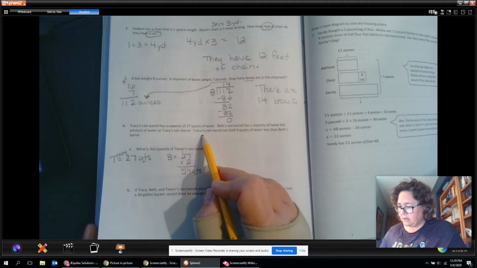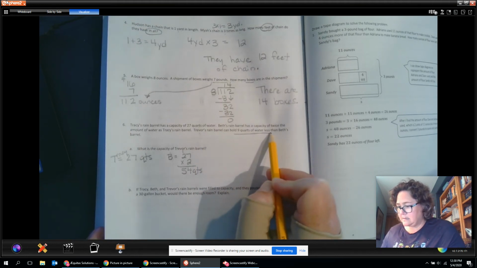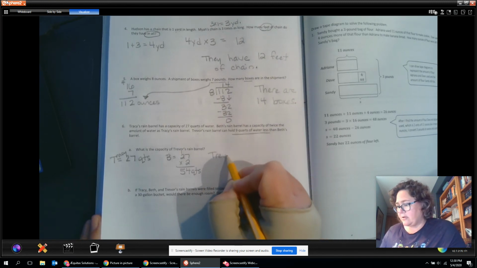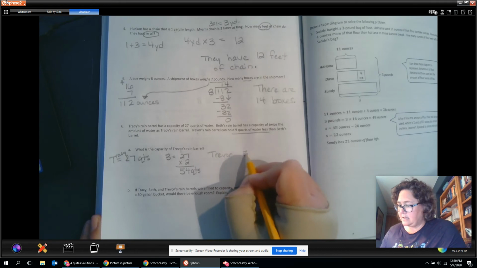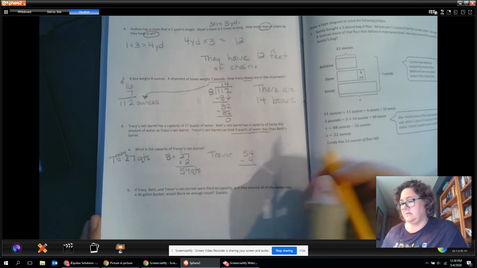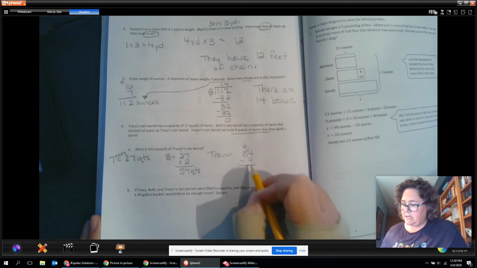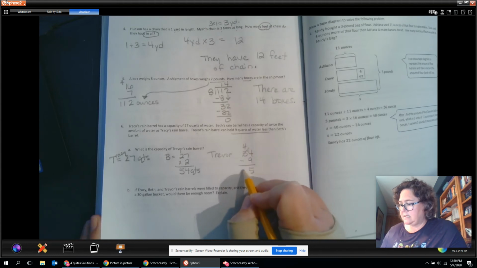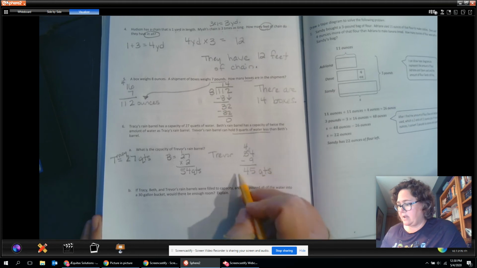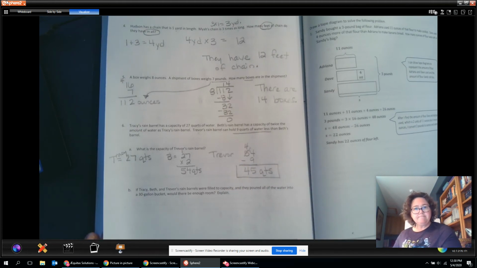Now, Trevor is 9 quarts of water less than Beth. Okay. So Trevor is going to be Beth's, which is 54, minus 9. Oh, this isn't so bad. Can't do that, so we'll borrow. 14 minus 9 is 5, and 4 minus nothing is 4. So Trevor's can hold 45 quarts, right? That's Trevor. So far, so good?